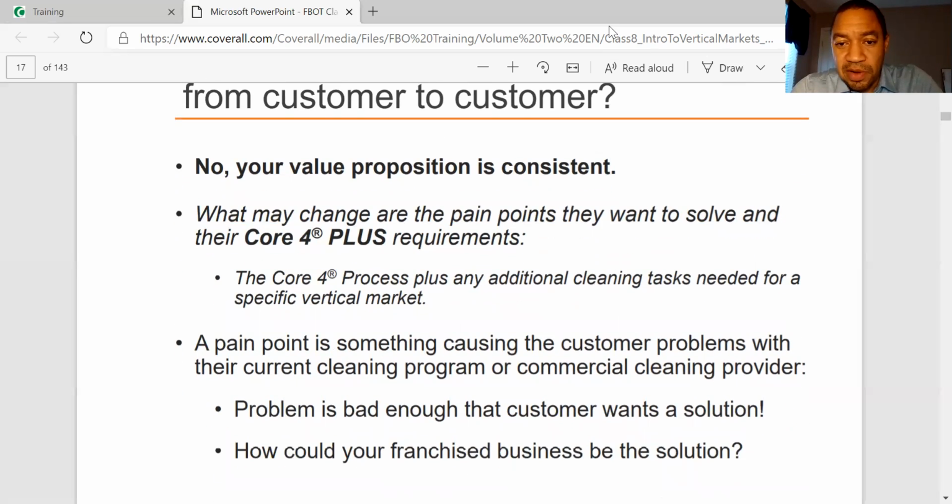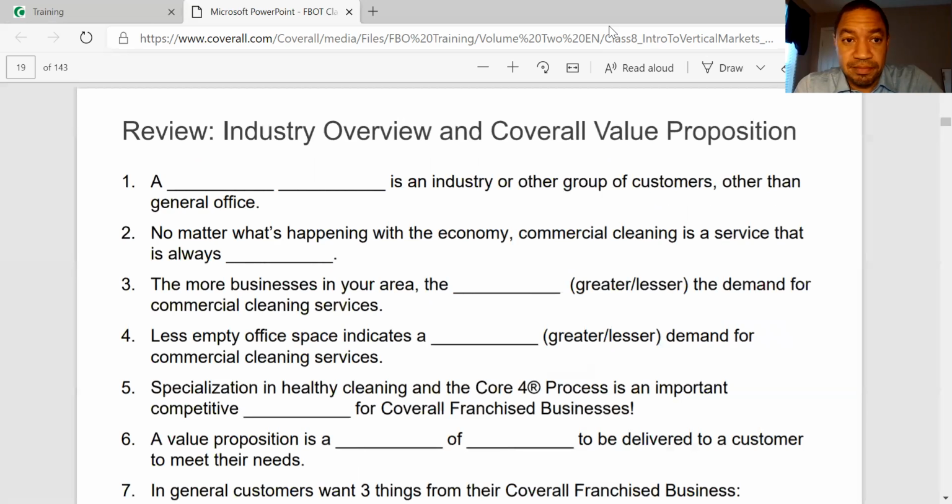The pain point is something causing the customer problems with a current cleaning program or a commercial cleaning provider. That's the reason why typically they're changing out cleaners, or they're getting a cleaner if they never had one before, because something is bothering them and they can't resolve it. So they hired us to come in and fix whatever it is. The problem is bad enough that they want a solution. And the question is, how could your franchise business be the solution to their problem?